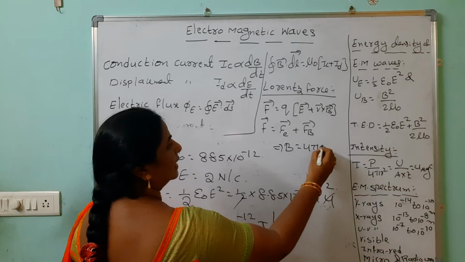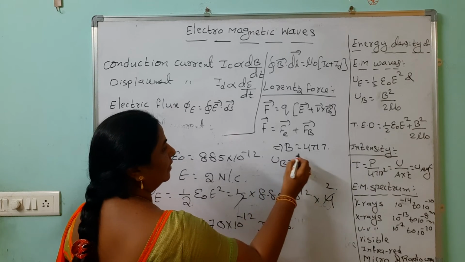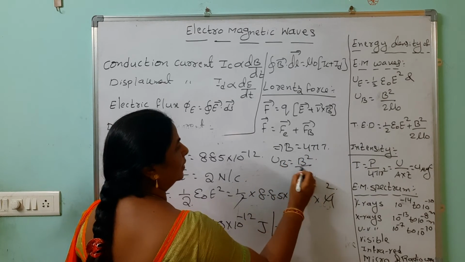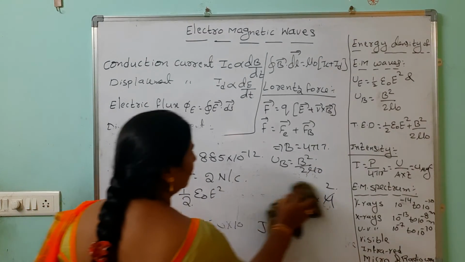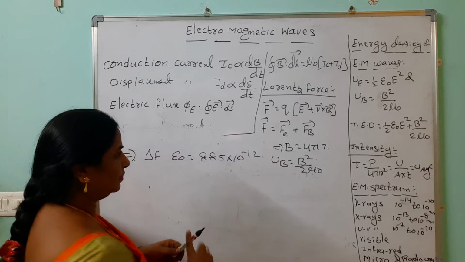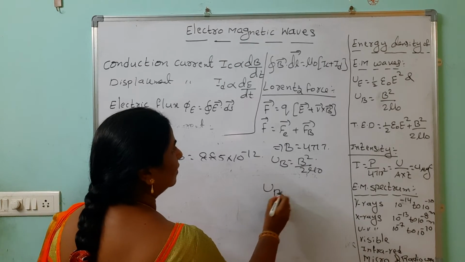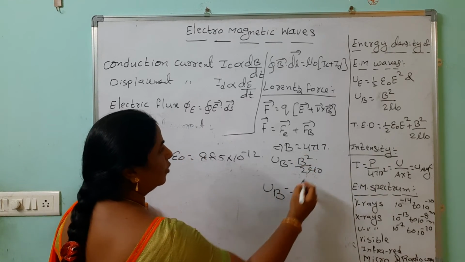Like the total energy, suppose we know that B equals 4 pi Tesla. Then how to find the energy density due to the magnetic field? B square by 2 mu naught. B square by 2 mu naught. So instead of B square, what are we writing here? Here UB equals, B square is how much? I have given 4 pi Tesla. Tesla is the unit of magnetic induction.